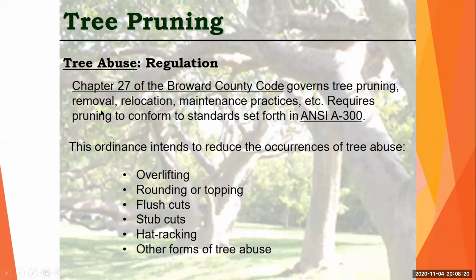All the pruning has to be by the standards, the ANSI A300 standards. This is the American National Standards Institute. These are all the documents, all the pruning regulations, that tell you this you can do, that you cannot do. This is the manual that tells you what to do or what not to do. So ANSI A300. Bad cuts are overlifting, topping, flush cuts, hard raking, stub cuts, etc. These are bad cuts.